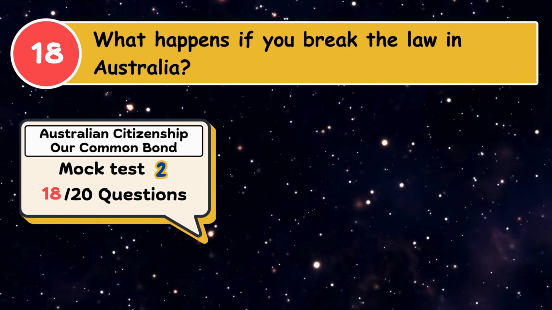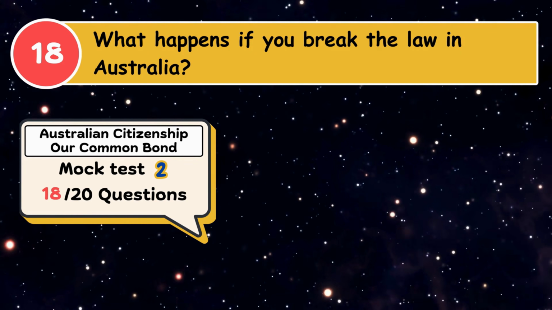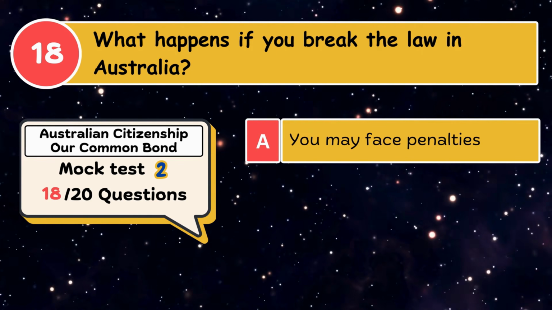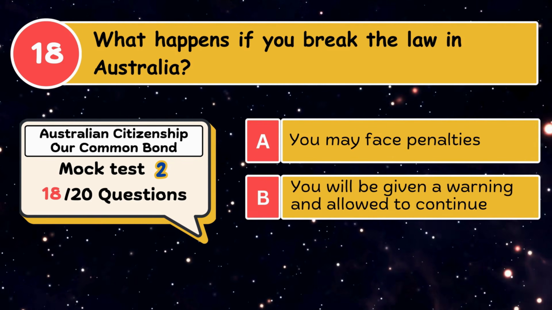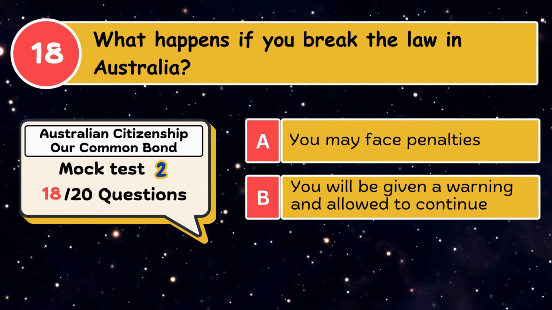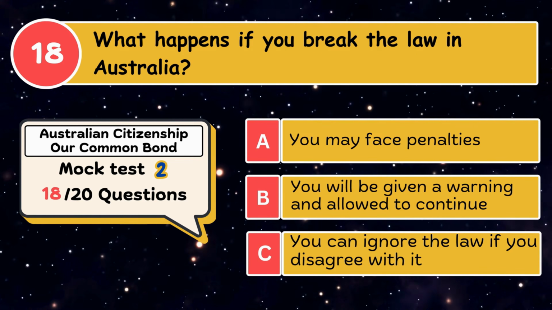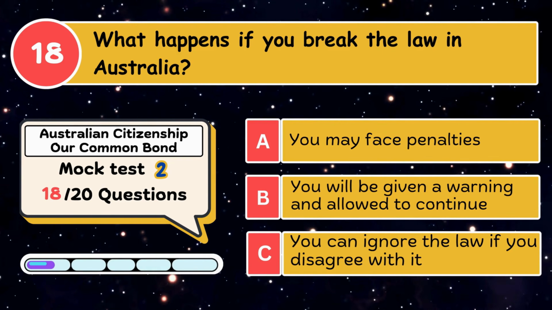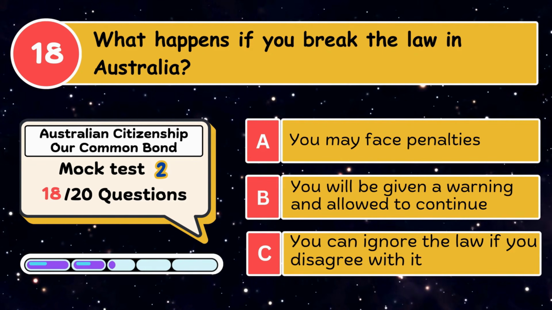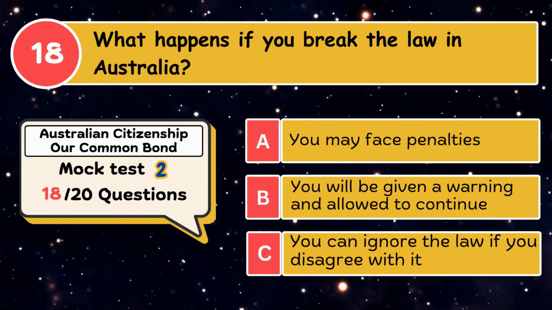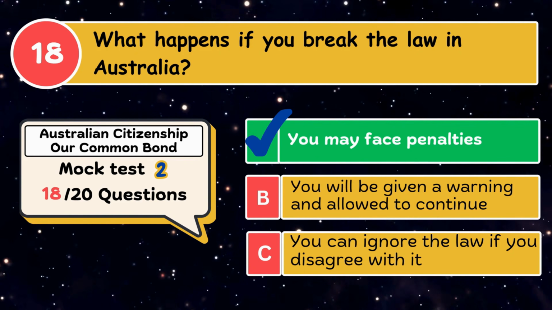What happens if you break the law in Australia? A. You may face penalties. B. You will be given a warning and allowed to continue. C. You can ignore the law if you disagree with it. The correct answer is you may face penalties.